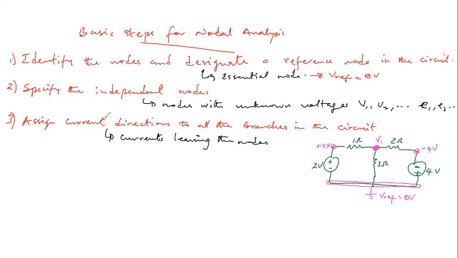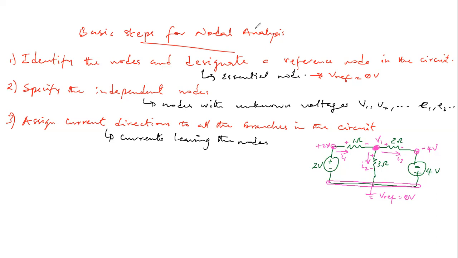And then the next point is to assign current directions to all the branches. So here we show currents leaving the node. So this is a node, so current leaving this node, let's call it I1, flows through the 1 ohm resistor. Then at this node again, we show current leaving this node. Let's say that's I2, and current also leaving this node, that is I3. Perfect. And we know these are passive elements, so current will definitely flow in through the positive terminal and exit through the negative terminal. Positive, negative.